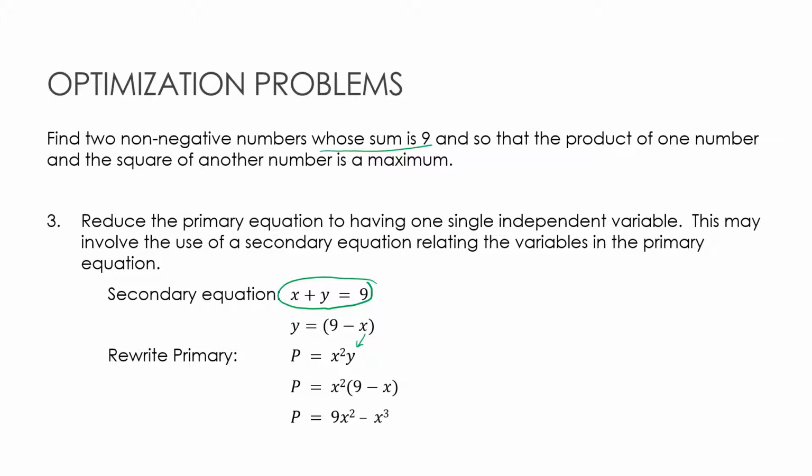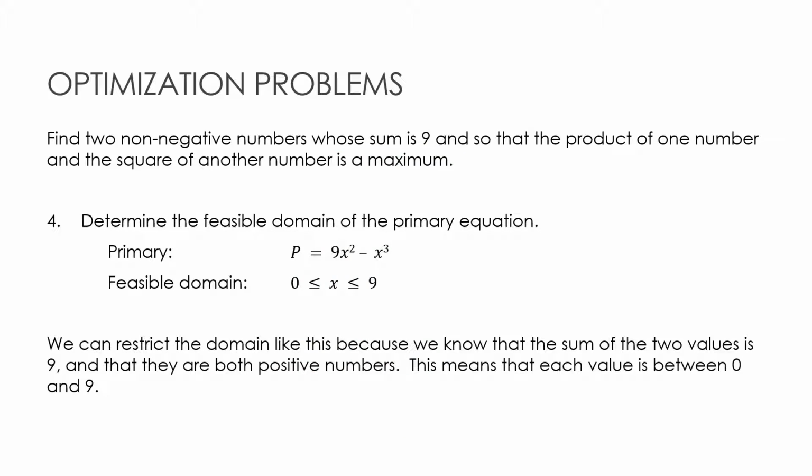Replace y in the equation with 9 minus x, and then simplify. So this is still my primary equation. But notice now instead of being written with two variables, I now have it written with one variable with the help of my secondary equation. So what's my feasible domain? And here sometimes we're just guessing. On this one it's not so much a guess. We know that if their sum is 9 and neither one of them is negative, then at the least they have to be 0 and at the most they have to be 9. So it's between 0 and 9.